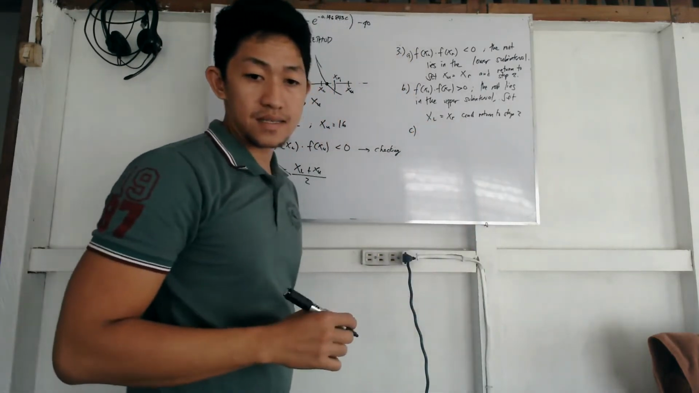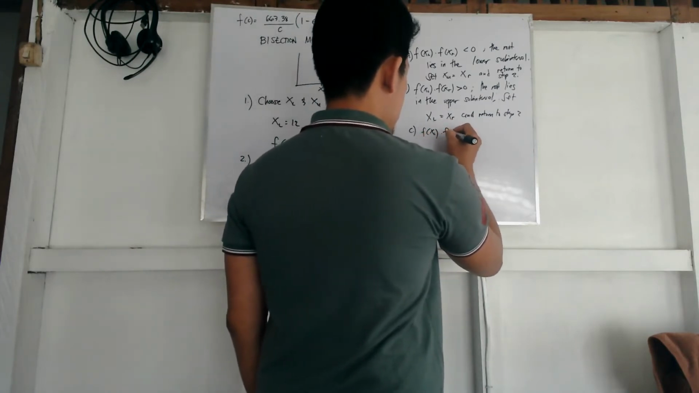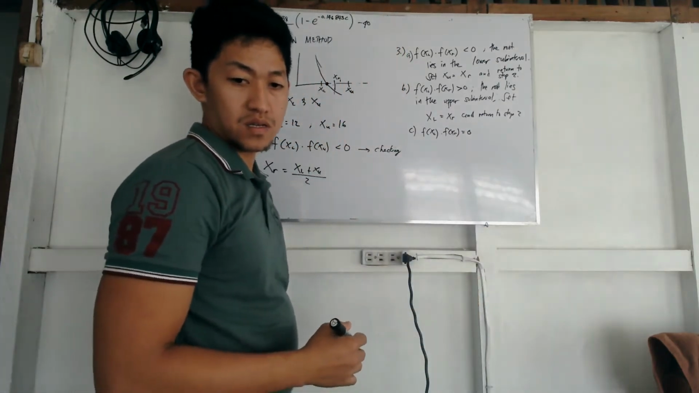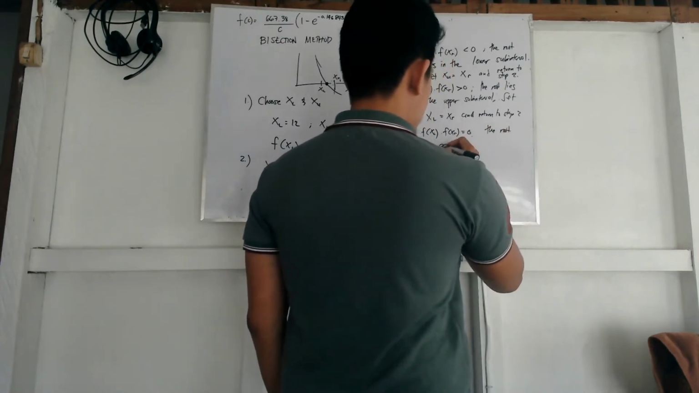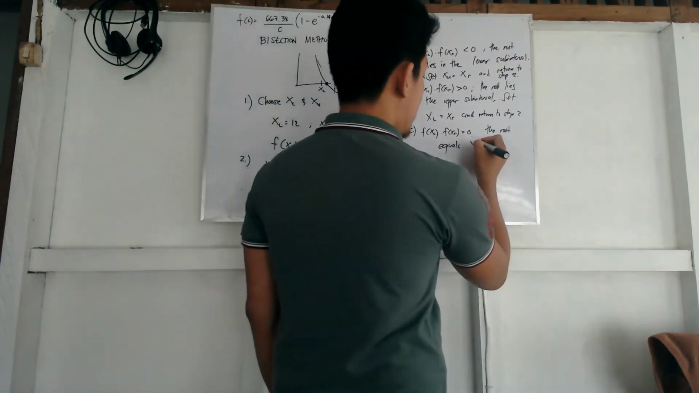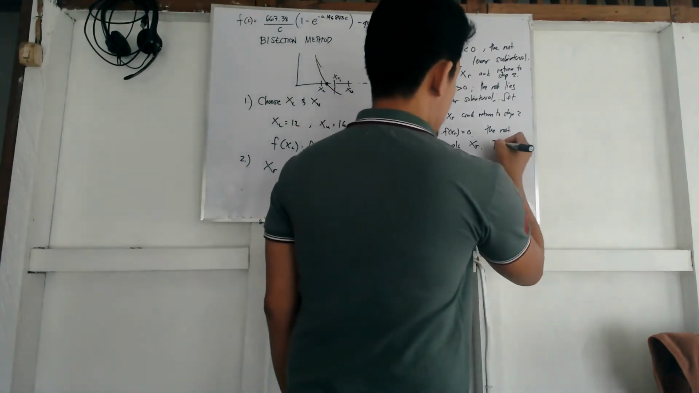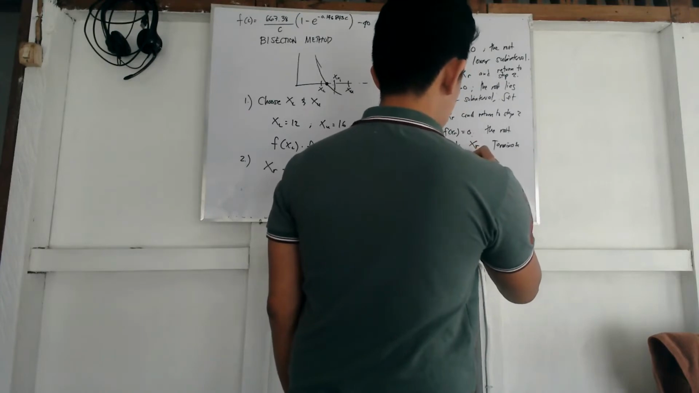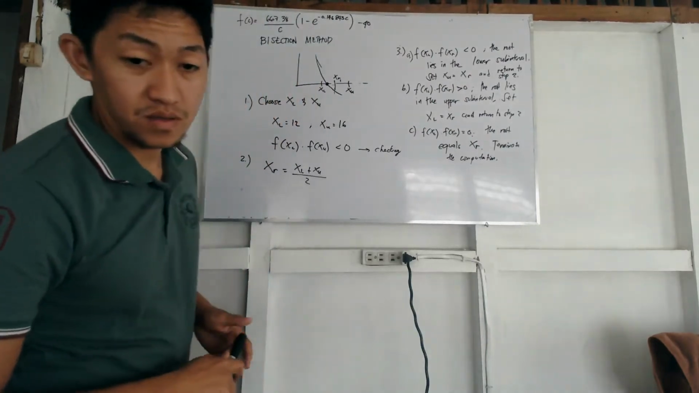For the third case, if f of xl times f of xr is equal to 0, then the root equals xr. Terminate the computation. That is the end of the procedure.